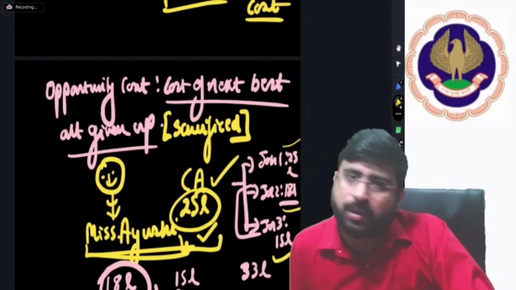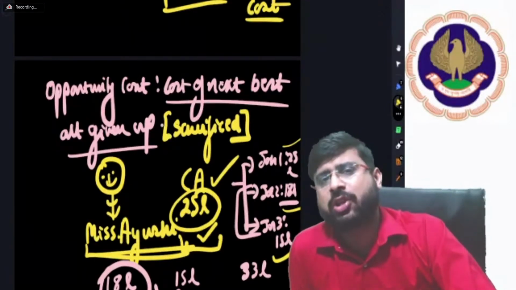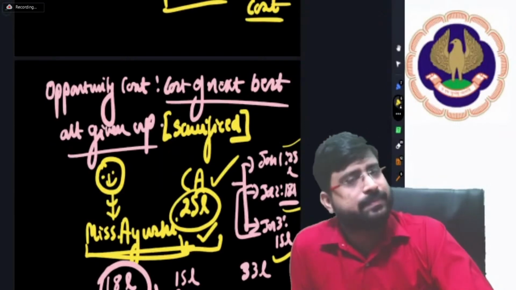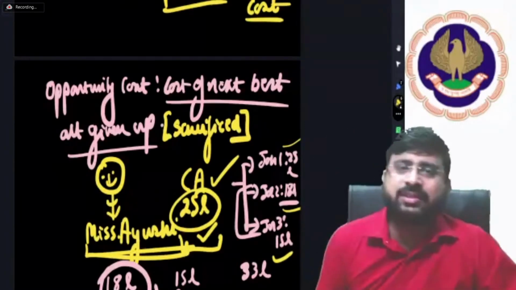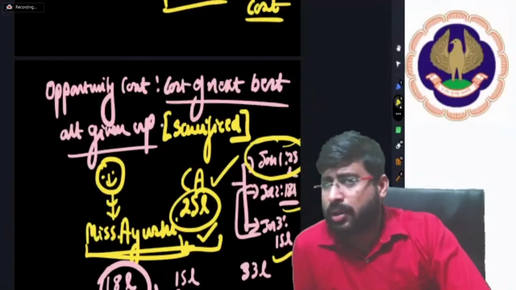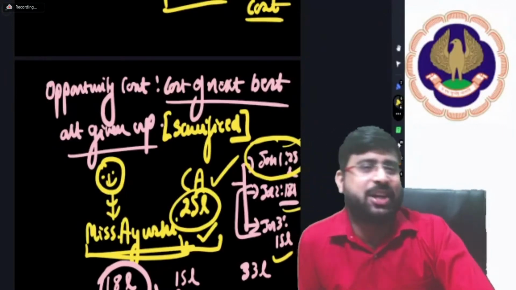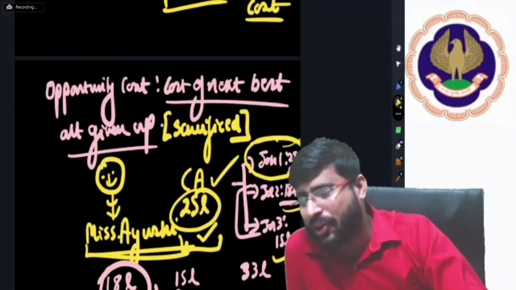Miss Ayushi, after completing her CA, what do you think? Which job should she choose out of the 3? Obviously, sir, you all will say the 25 lakh job. Okay, very good. But what is the opportunity cost? What is the sacrifice that she had to make?